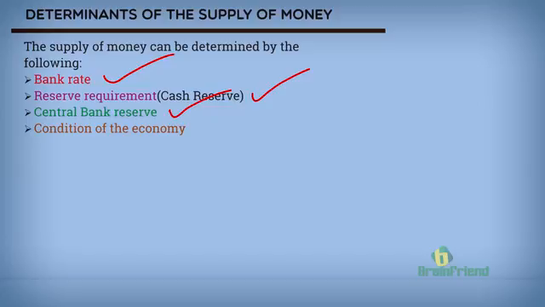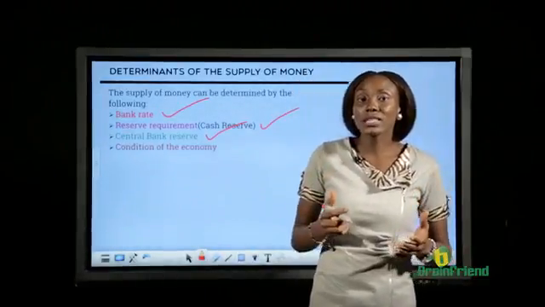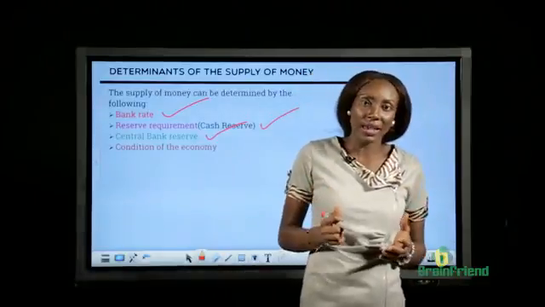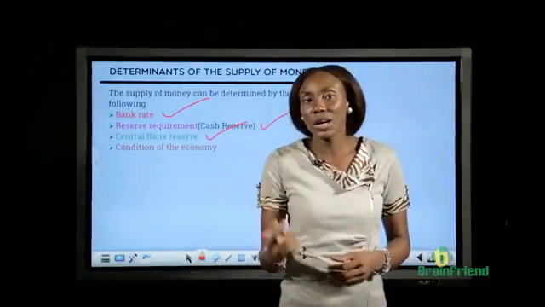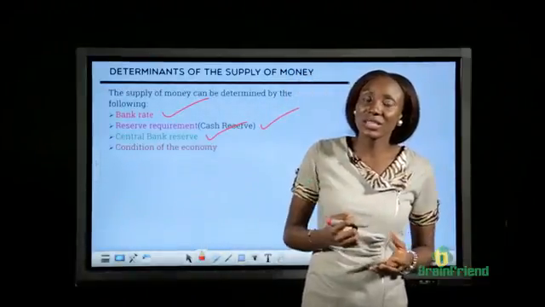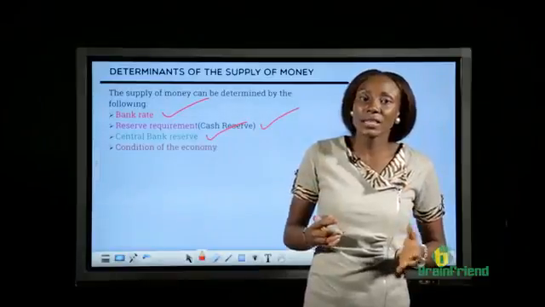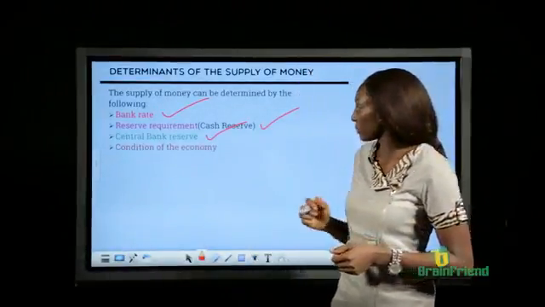The central bank reserve. This is the amount of money the central bank has in stock. If the money the central bank has in stock is high, it will be able to give out money to the commercial banks and financial institutions. But if it's on the low side, it will affect the lending of financial institutions and commercial banks.